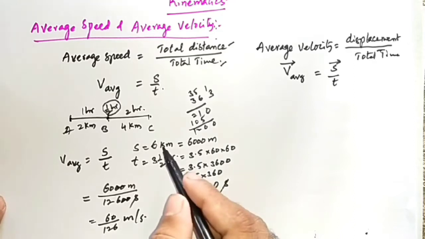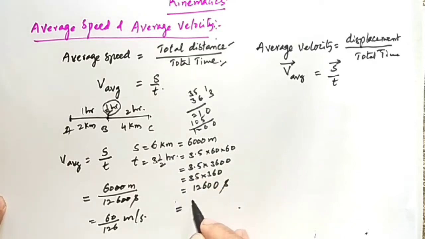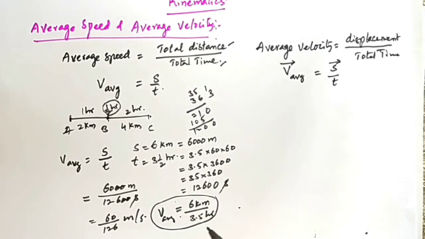How? What is the total distance? 6 kilometers divided by, what is the time? 3.5 hours. Okay, so then average speed is, what is that? 6 by 3.5 kilometer per hour. This is also correct. After getting this, you convert by multiplying 5 by 18 to get meters per second. Clear? So in this way you calculate average speed.